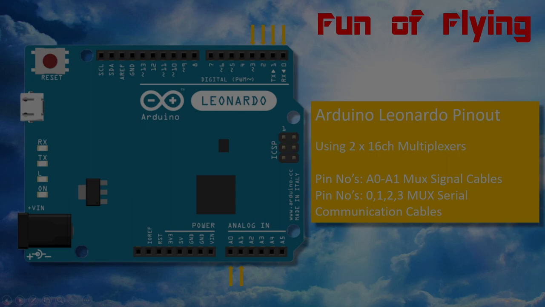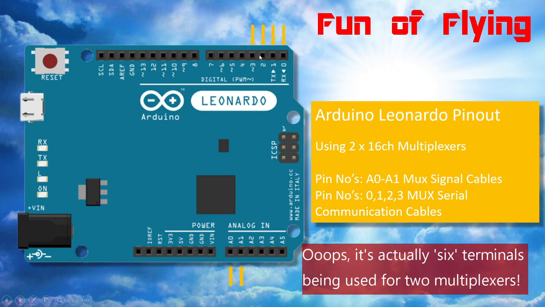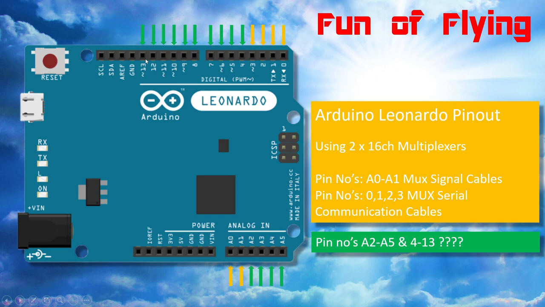Okay, so before we wrap this video up completely, there is one other thing that I wanted to have a chat with you about, and for that we need to have another look at the Leonardo microcontroller. So you'll be aware now that connecting up two 16-channel multiplexers to this one Leonardo microcontroller only uses up four pin terminals. So we've got terminal 0 through to 3 here, which are the serial communication connections to both multiplexers, and then down here we've got the signal cables coming from, one from each of the multiplexers, down here to A0 and A1. But what about all these other ones here, 4 through 13, or A2 through A5? What can we do with those?